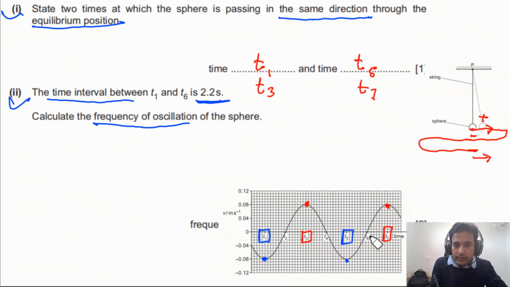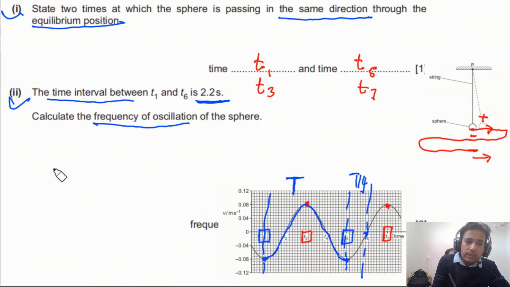So T1 and T6. T1 is located here and T6 is located here. We can see from here, this is one complete cycle. And this is 1/4. So we can draw the line here. This is one complete cycle and this is 1/4. So this has time equal to one time period and this has time equal to T/4.